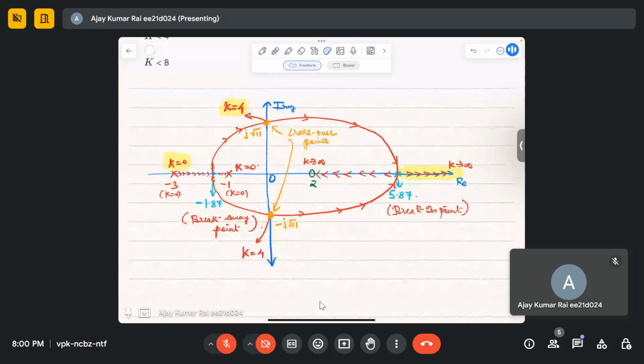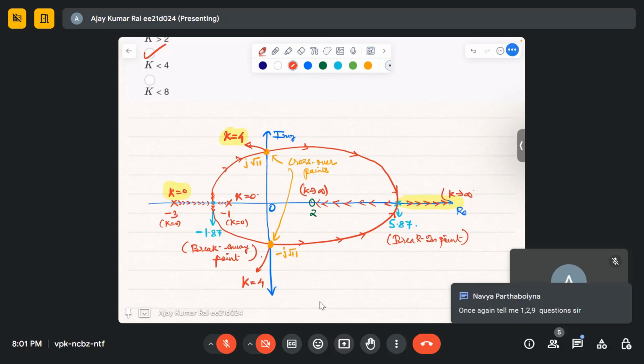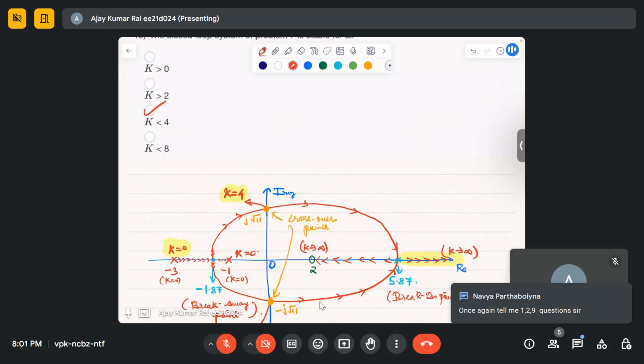What you want for the closed loop system to be stable is that its poles should lie on the left half plane. It should not lie on the right half plane. So how are we ensuring it? By keeping k less than 4. After the crossover points k will increase, because k is going from 0 to infinity. So what are the infinity points? This is one point, and this is one point. I think this is very clear.